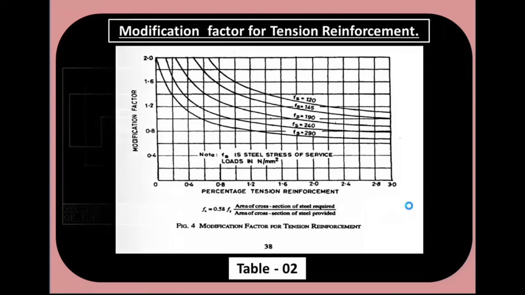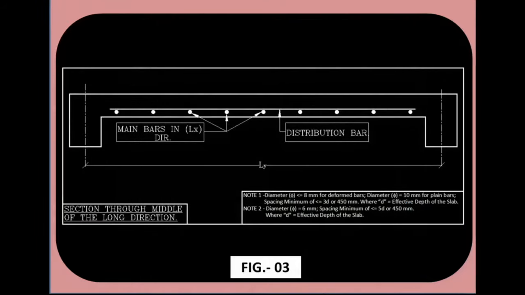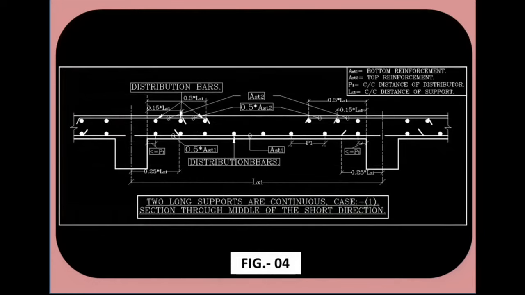This is our section through the middle of the long direction. These bars are main bars in Lx direction, and this bar is distribution bar. Two long supports are continuous. Case number 1. Section through the middle of the short direction.